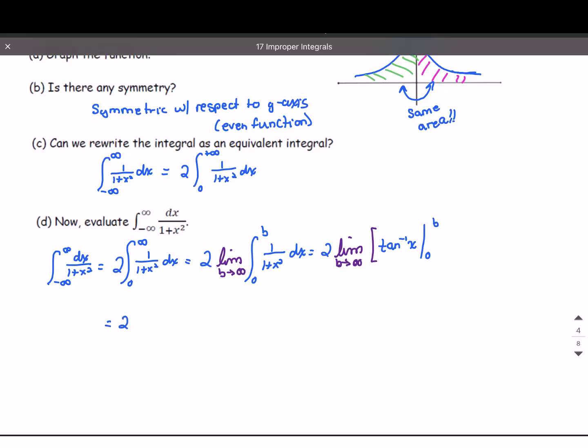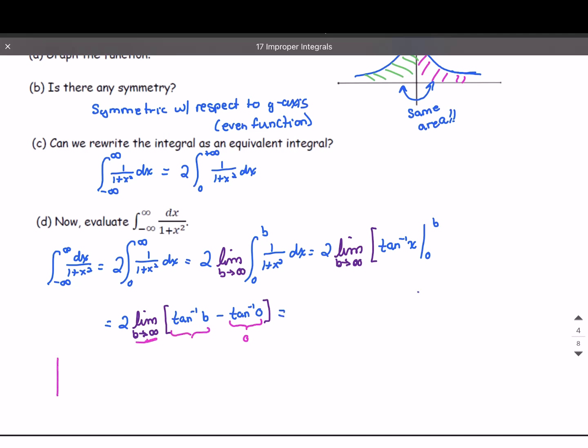So now we have 2 times the limit as b approaches infinity of, and we substitute in our upper limit, we'll have tan inverse of b minus tan inverse of our lower limit, 0. Now, if we think about this, the 0 is easier, I think, for most people. The angle whose tangent is 0 would be 0. Now here, we want the angle whose tangent is b.